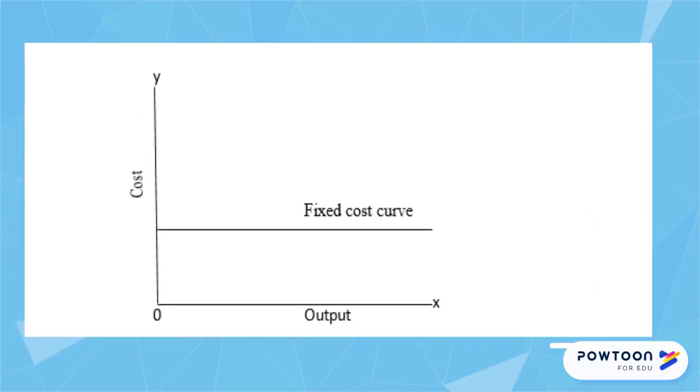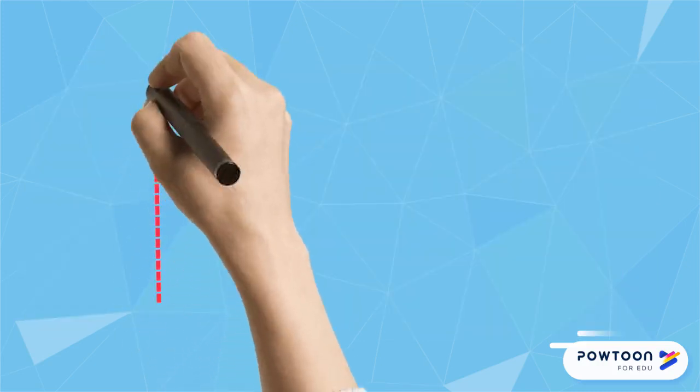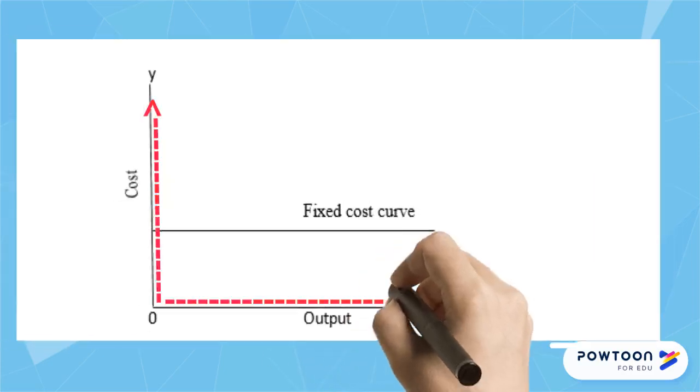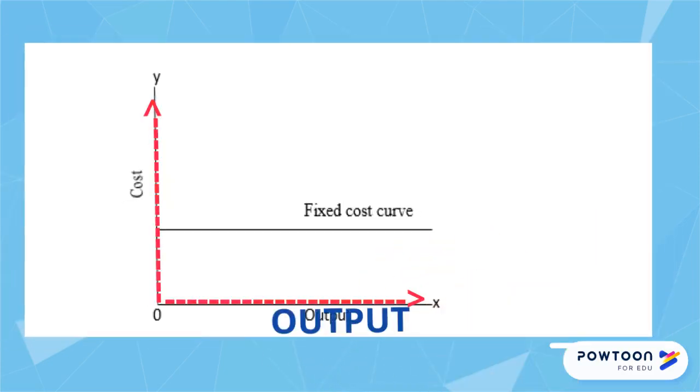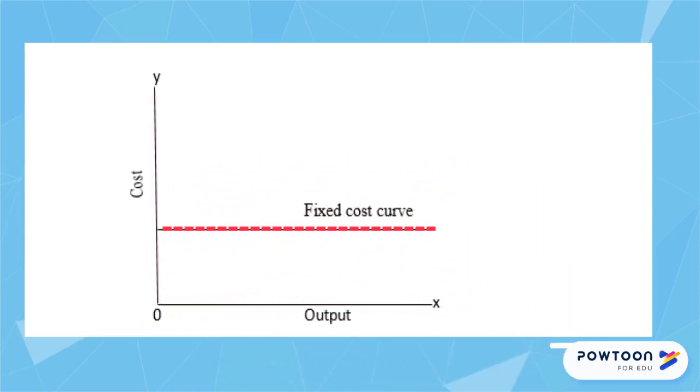Fixed cost is represented graphically as this. The vertical axis, which is Y, is represented by cost, while the horizontal axis, which is X, is represented by output. And the fixed cost curve is a straight line, which shows that it does not vary.